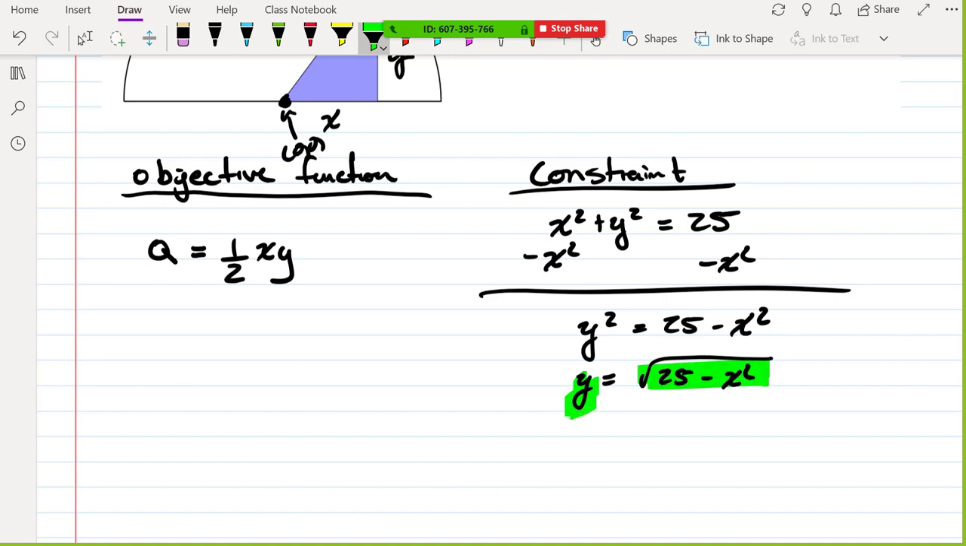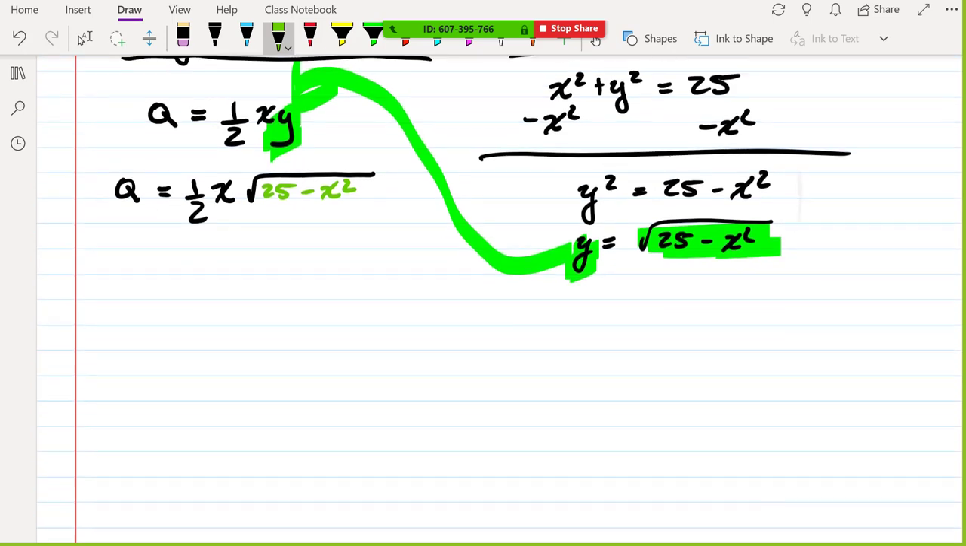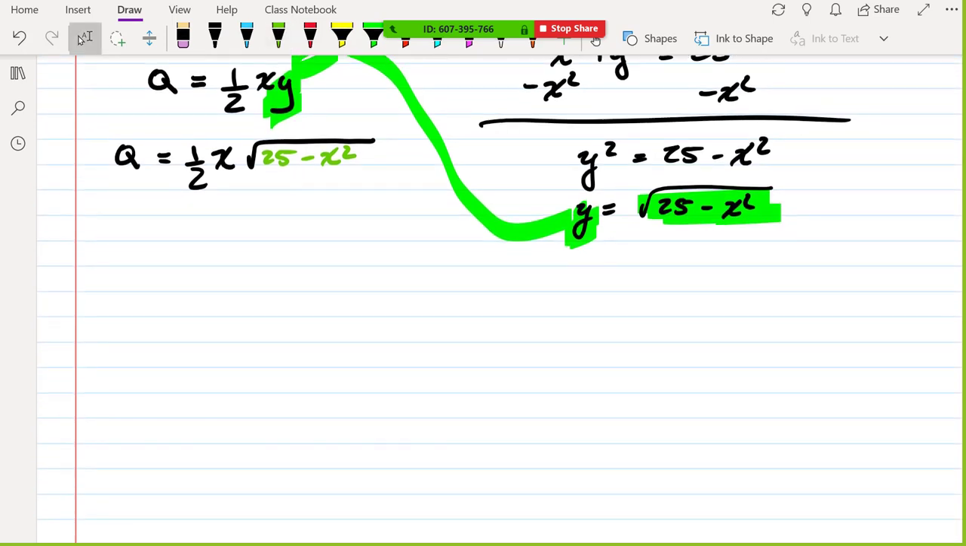So we substitute our y into our objective function, giving us q equals 1/2 x times the square root of 25 minus x squared. So now that we have our objective function, our goal then is to find its maximum or minimum values. So we need to take its derivative. So I'm going to rewrite it down here: 1/2 x times the square root of 25 minus x squared. To find our derivative, we're going to need to use our product rule.